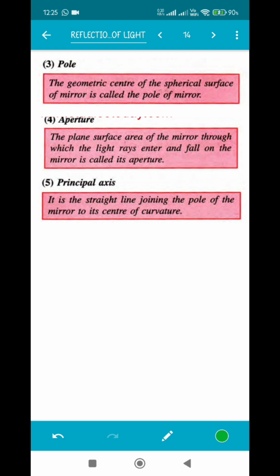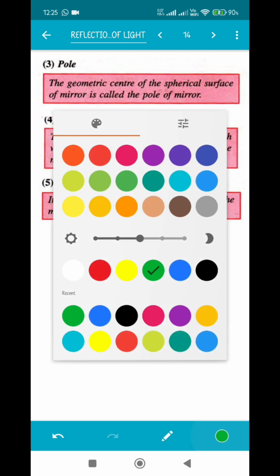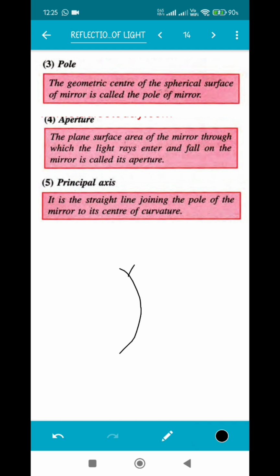Now let's see pole. The geometric center of the spherical surface of a mirror is called the pole of the mirror. So let's make a concave mirror over here. Exactly at the center point, the center of the mirror, that is also known as the pole of the mirror. It is represented using the letter P.